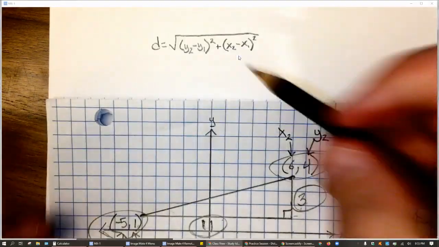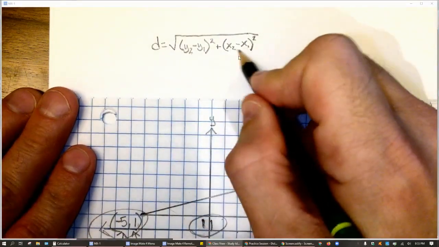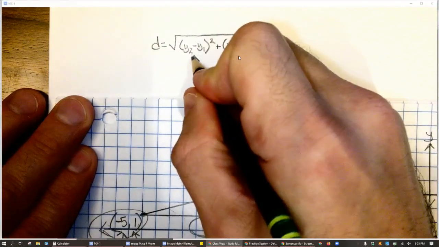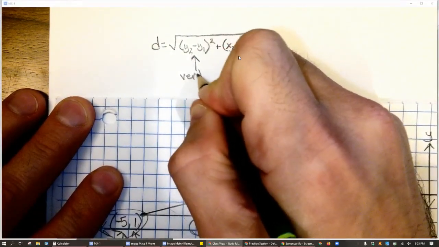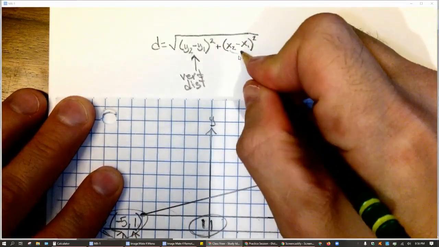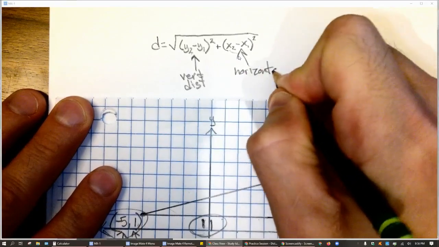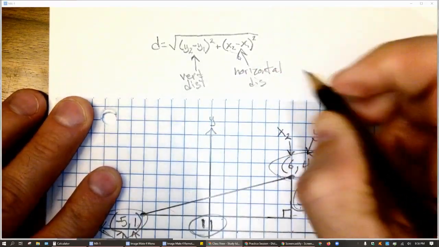We go back to the distance formula. Take the 2 y coordinates and subtract them. Take the 2 x coordinates and subtract them. This gives you the vertical distance between the 2 points. So the vertical distance is y2 minus y1. x2 minus x1 gives you the horizontal distance, the horizontal distance between the 2 points.